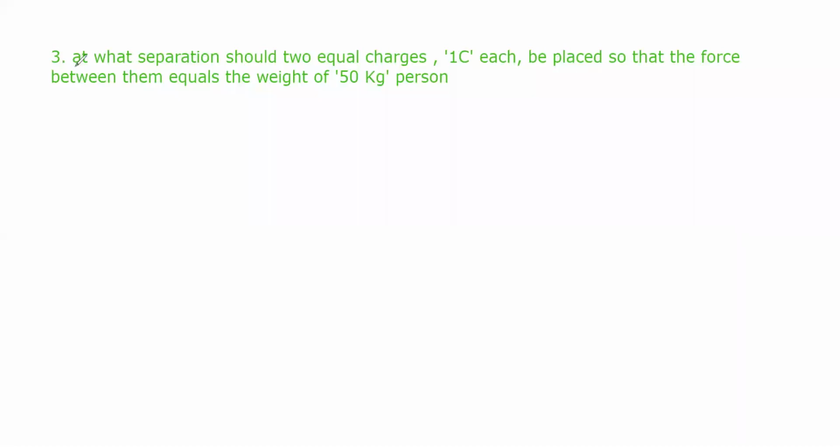Let us solve the third sum. At what separation should two equal charges, each 1 coulomb, be placed so that the force between them equals the weight of a 50 kg person?